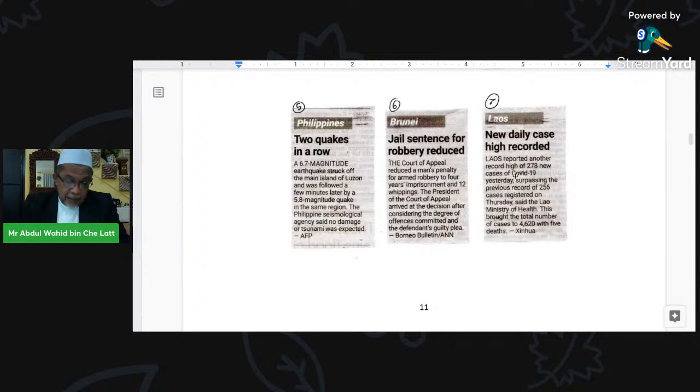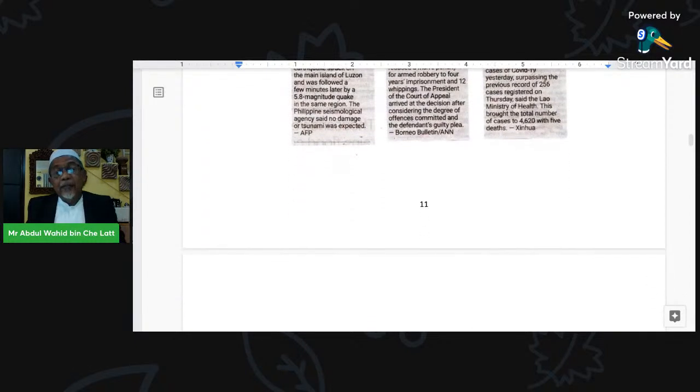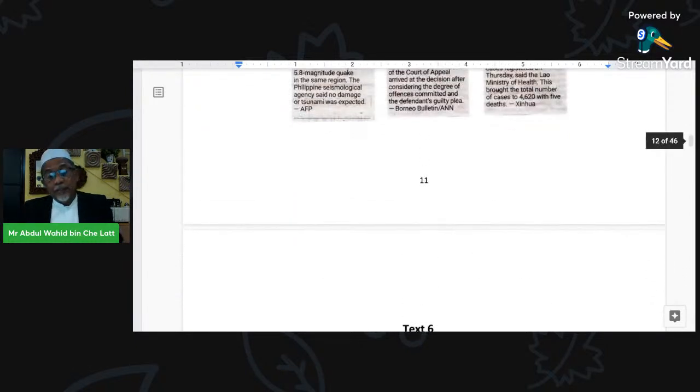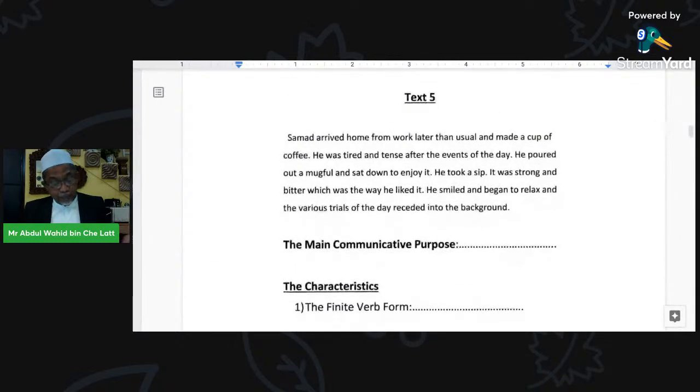Simple past, dynamic. These two words, reported and brought, tell us that the whole text is a narration. Okay, so ladies and gentlemen, text 5 represents the fifth communicative purpose, that is a narration.